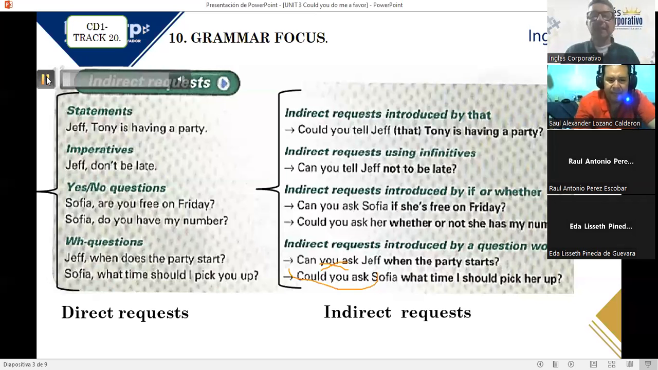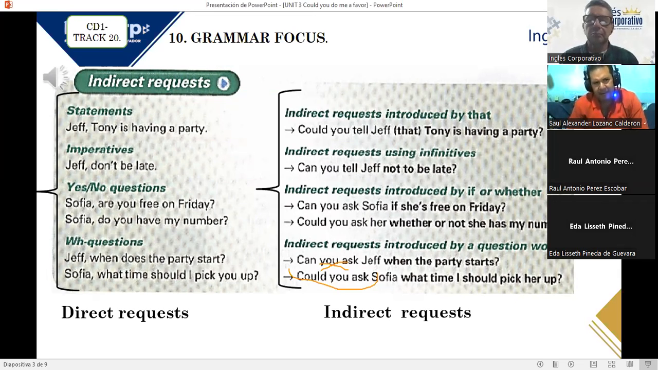Indirect requests. Statements. Jeff, Tony is having a party. Indirect requests introduced by that. Could you tell Jeff Tony is having a party? Could you tell Jeff that Tony is having a party? Imperatives. Jeff, don't be late. Indirect requests using infinitives. Can you tell Jeff not to be late? Yes/no questions. Sophia, are you free on Friday? Sophia, do you have my number? Indirect requests introduced by if or whether. Can you ask Sophia if she's free on Friday? Could you ask her whether or not she has my number?